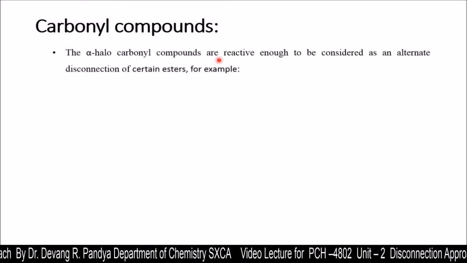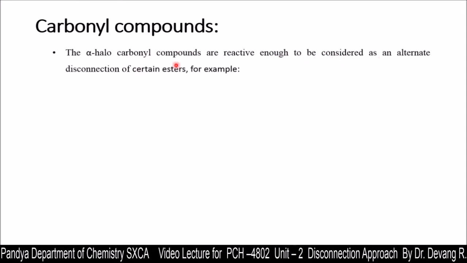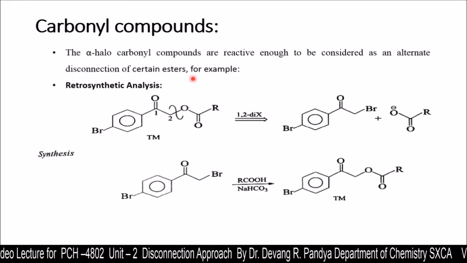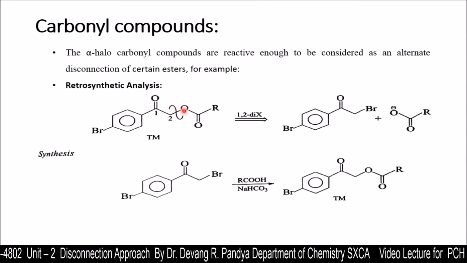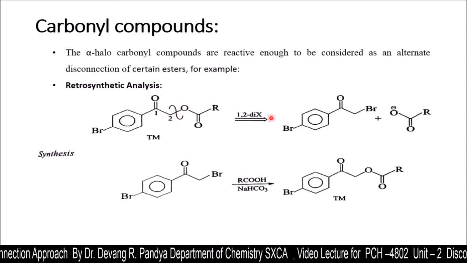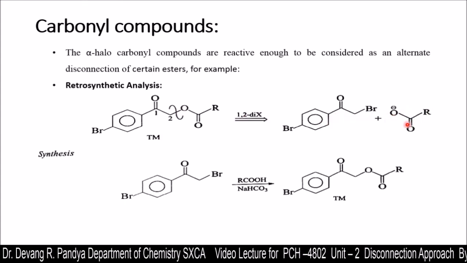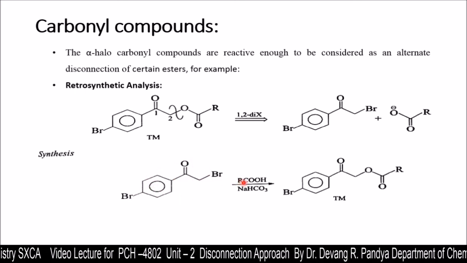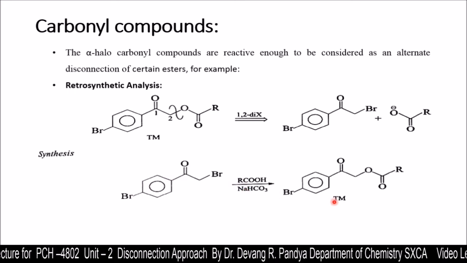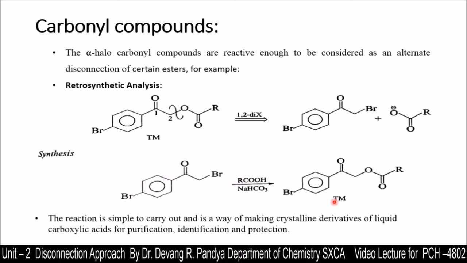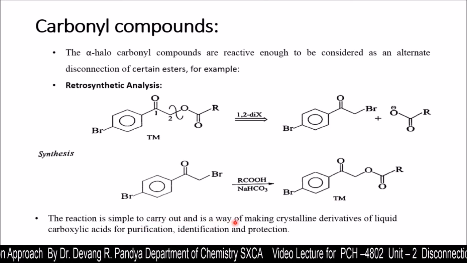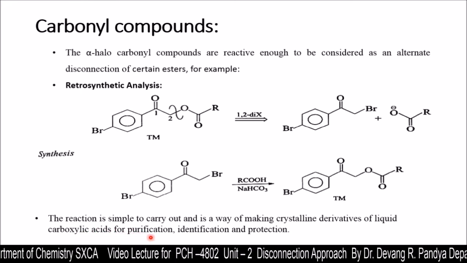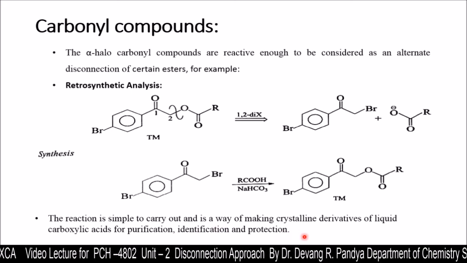The alpha-halocarbonyl compounds are reactive enough to be considered as an alternate disconnection of certain esters. We're going to give you an example of retrosynthetic analysis and synthesis. Here, a carbon-oxygen 1,2-diX disconnection gives us these two synthetic equivalents or synthons, and then we take one of the synthetic equivalents, the dibromo derivative, and treat it with a carboxylic acid followed by sodium bicarbonate. We're going to get our target molecule. The reaction is simple to carry out and is a way of making crystalline derivatives of liquid carboxylic acids for purification, identification, and protection.